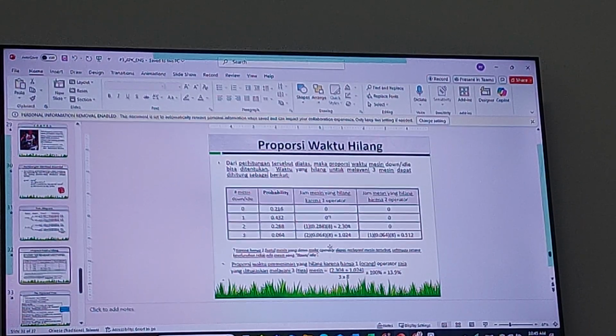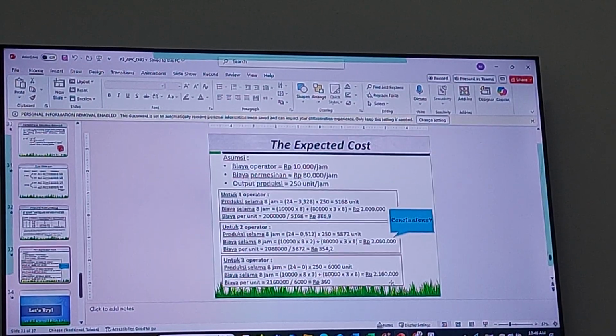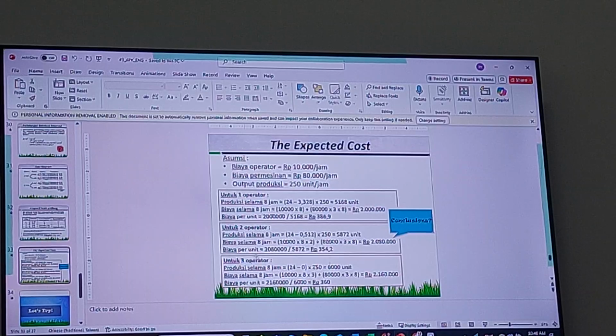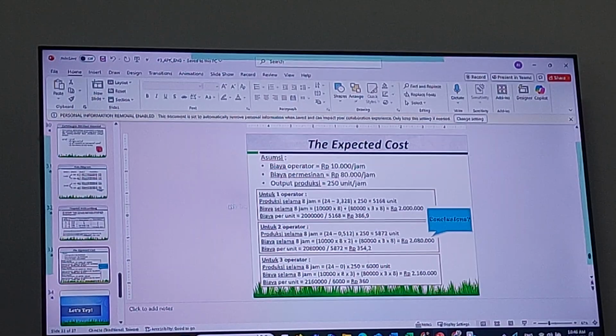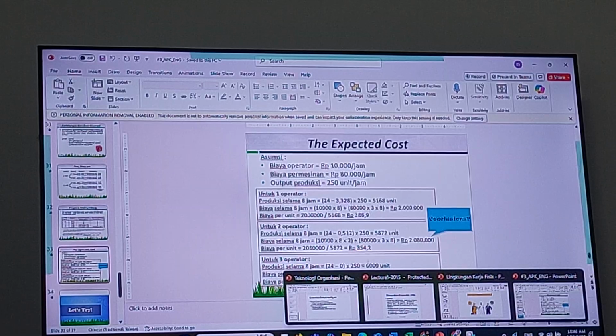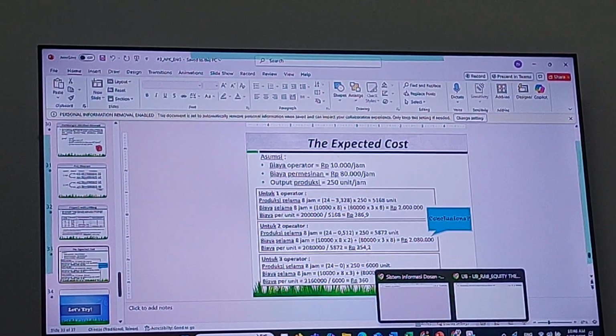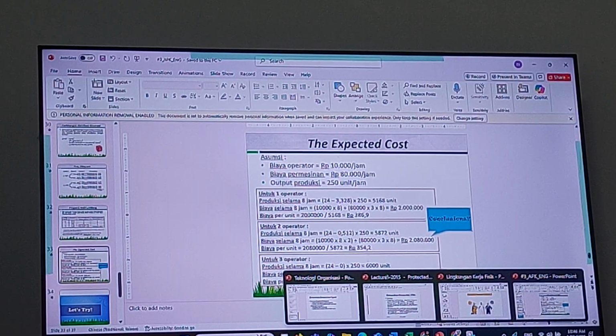Any question? Okay. Next, for the proportion, I think you can calculate all of this. This is the result of the percentage. Next, for the expected cost, you can calculate for 1 operator, 2 operators, and also 3 operators. Just read the slide, I think we can understand easily. This is the end of the slide for the expected cost concept, and I will continue next week.